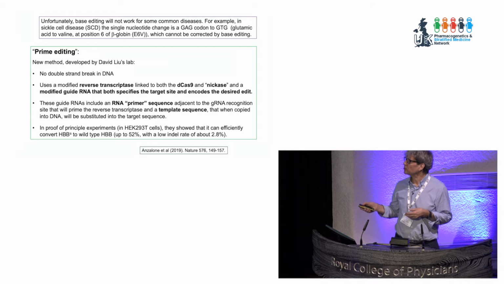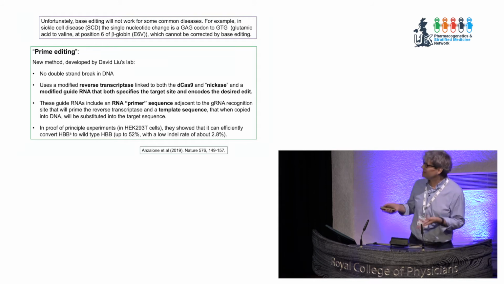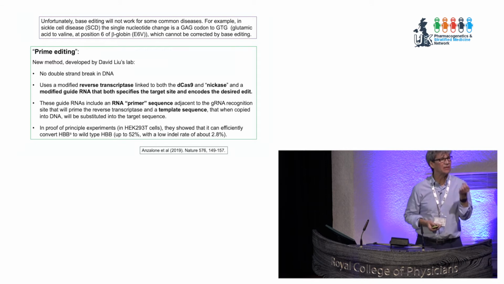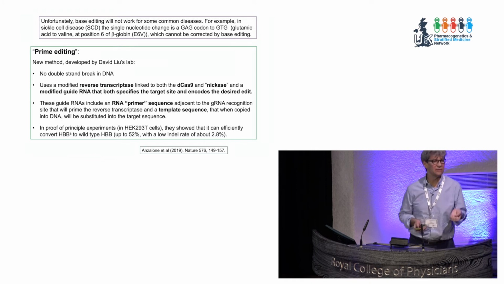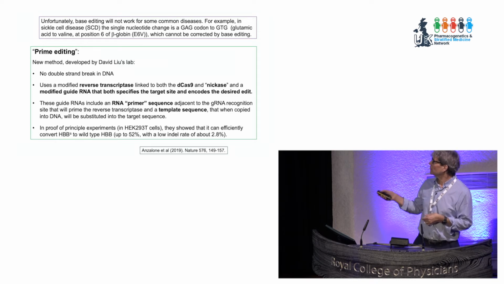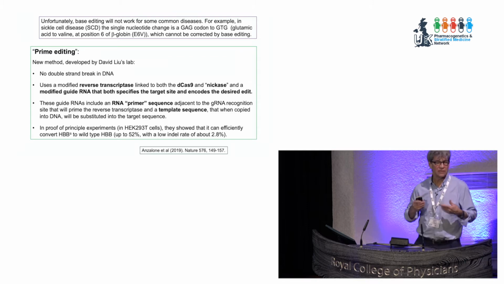It uses a modified reverse transcriptase linked to both a dead Cas9 and the nickase, and then a modified guide RNA that both specifies the target site and encodes the desired edit. Now, these guide RNAs include an RNA primer sequence, hence the name prime editing, adjacent to the guide RNA recognition site. This will then prime the reverse transcriptase, and then you have this template sequence on the RNA, which then gets copied into DNA and substituted into the target sequence.